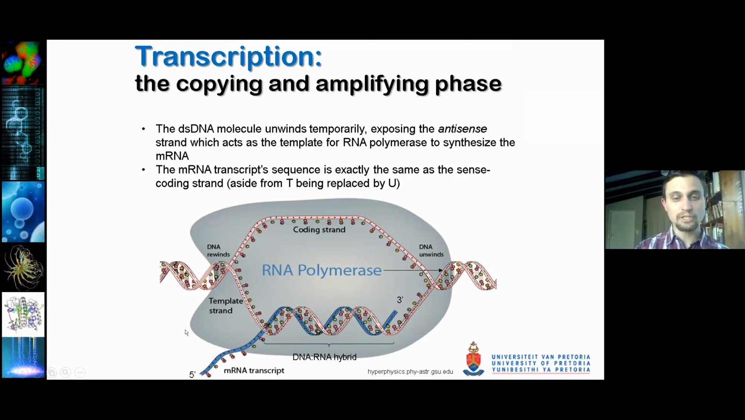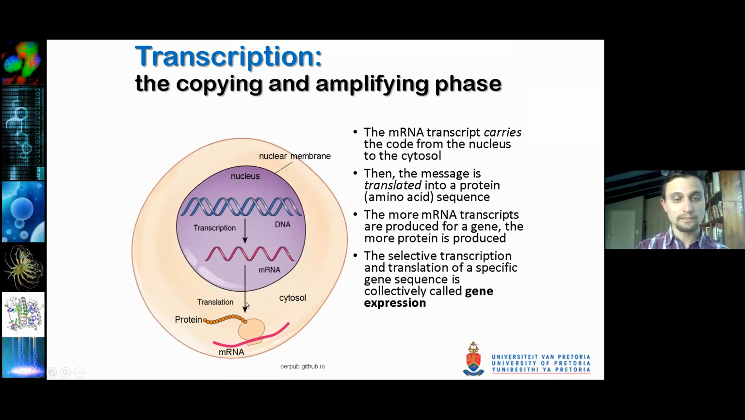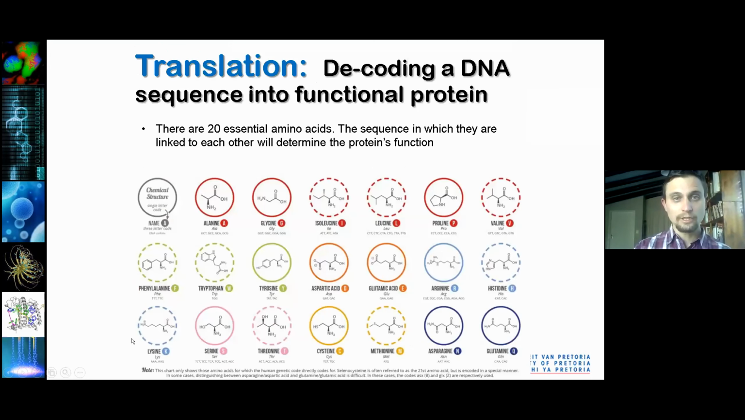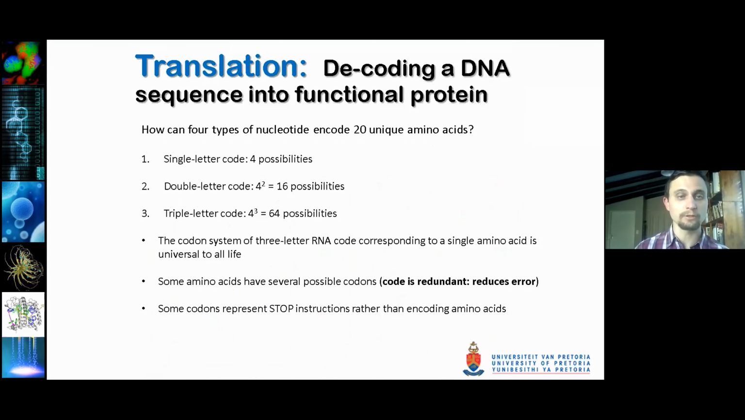Okay, so once it has copied the genetic information there, it goes out of the nucleus, it goes to a ribosome where a protein will then be synthesized. Okay, and here are all the different amino acids that will be synthesized, and there are 20 essential amino acids. So how can we use only 4 nucleotides to have the necessary information to translate 20 essential amino acids? Well, it's very simple. If you have a single letter code, there are 4 possibilities with 4 nucleotides. If you use 2 nucleotides at a time, you have 16 possibilities.